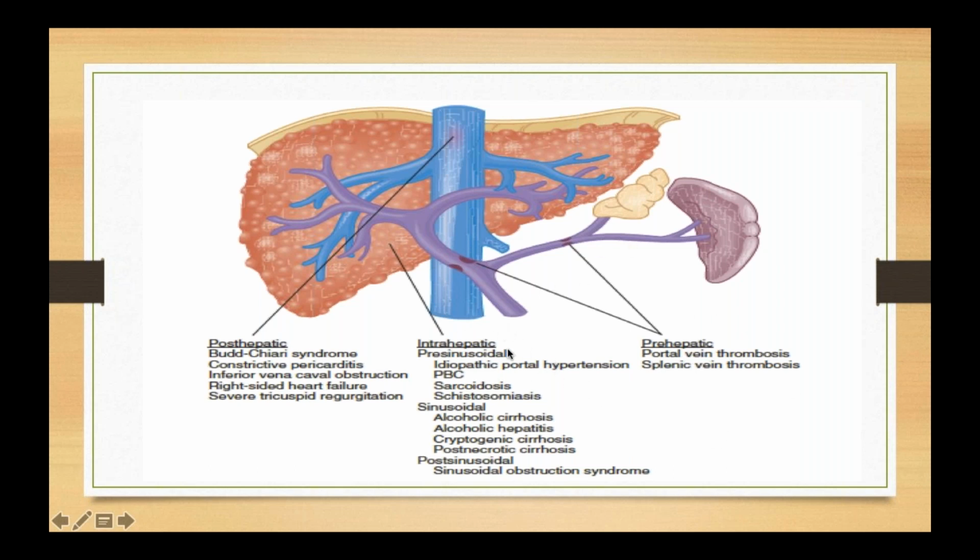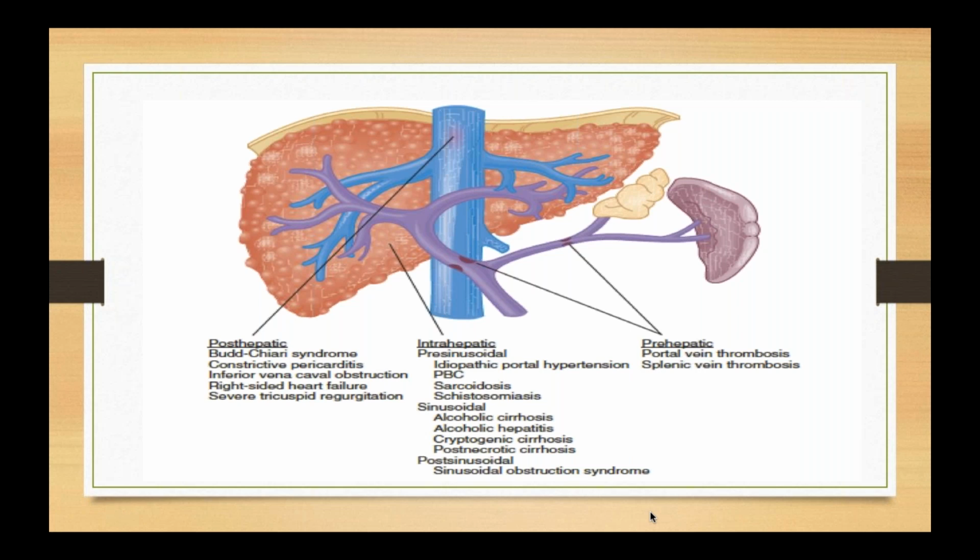Then intrahepatic causes, maybe there are three types: pre-sinusoidal, sinusoidal, and post-sinusoidal. Pre-sinusoidal usually doesn't cause ascites as such. Idiopathic portal hypertension, PBC, sarcoidosis, schistosomiasis. Sinusoidal, all kinds of cirrhosis basically. Sinusoidal is basically cirrhosis. Post-sinusoidal is sinusoidal obstruction syndrome.